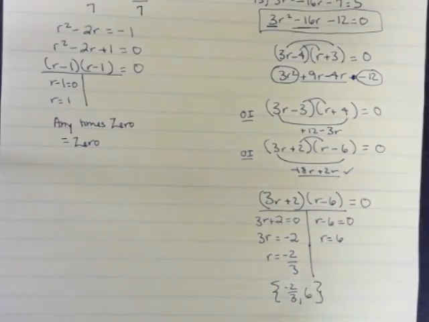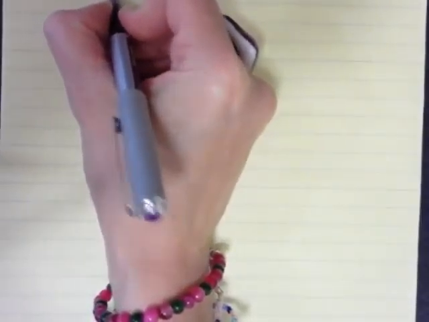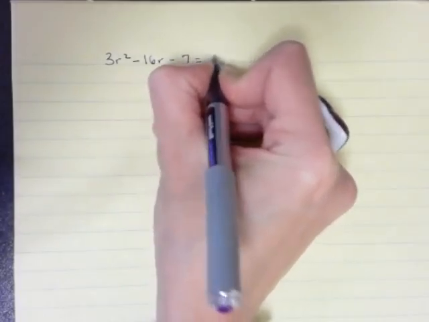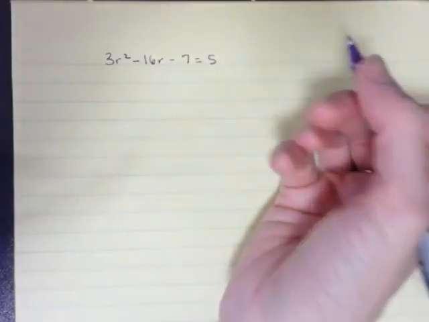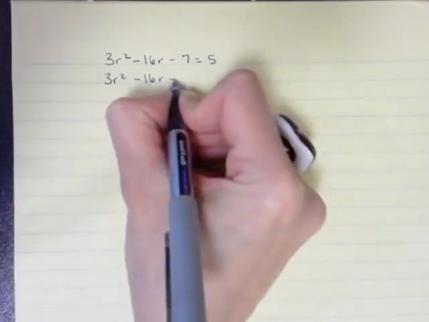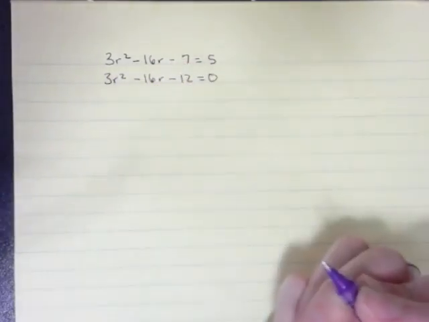And I'm going to take this guy. I'm not going to do one from the formula sheet, but I'm going to take this guy and I'm going to rewrite it. So 3r squared minus 16r minus 7 equals 5. With the formula, I have to set it equal to 0 as well. So I have to make sure I set it equal to 0.